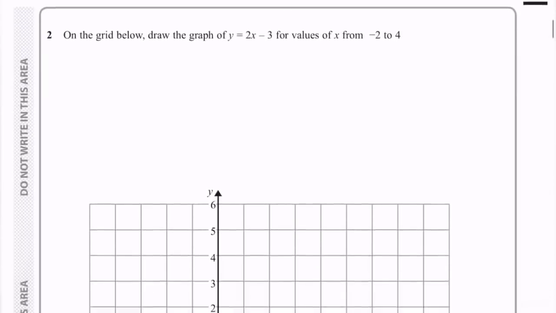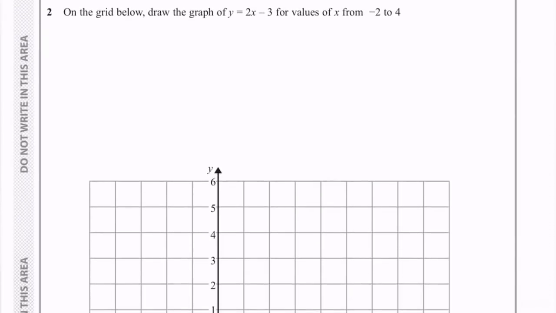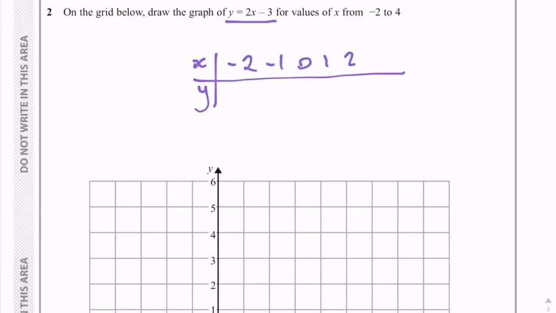Okay, question 2. So this question wants us to draw a straight line, y equals 2x minus 3. Different ways of doing this. I quite like just to draw a table and to get some x values. So we have to draw this from x from minus 2 to 4. So I'm going to put the x values in from minus 2 up to 4. Minus 2, minus 1, 0, 1, 2, 3, 4. There we go. Now to find the y coordinate, it says up here y equals 2x minus 3. So we need to times x by 2 and then take away 3, or double x and take away 3.